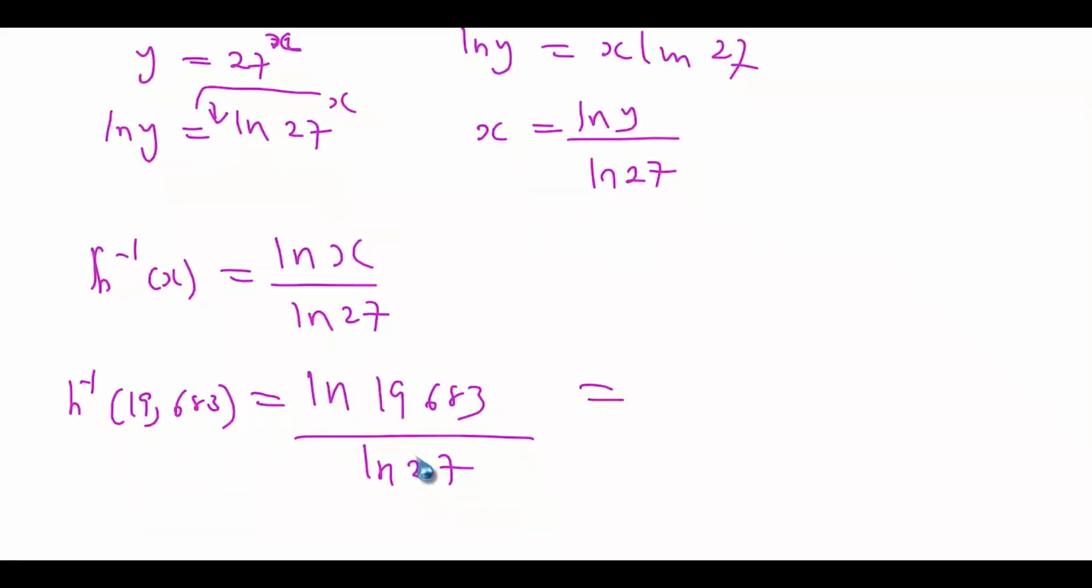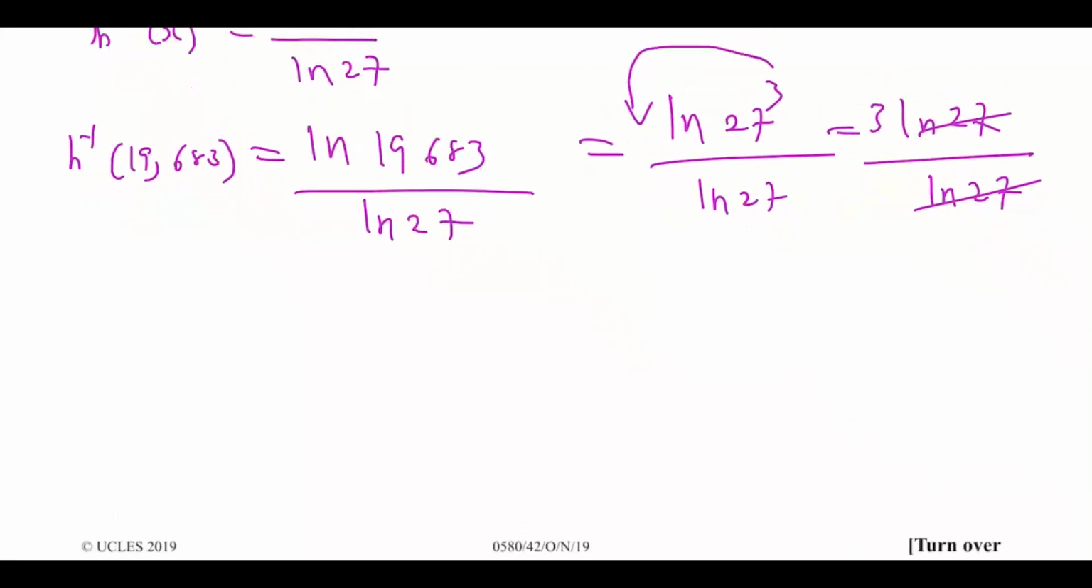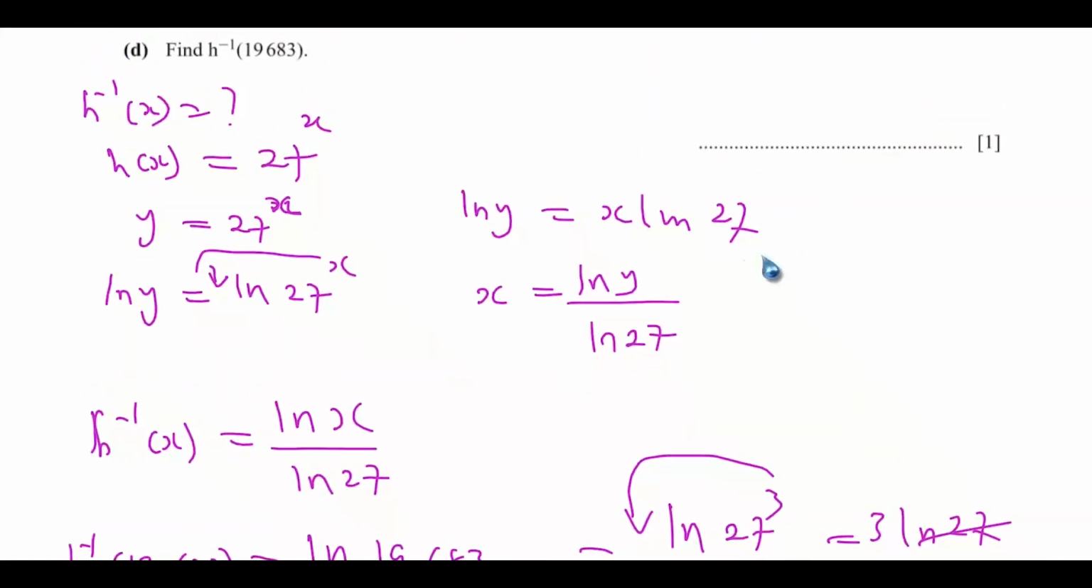And equally, 19,683 is the same as 27 to the power of 3. So I can write it as ln 27 to the power of 3 over ln 27. So I can bring this 3 here. So that will be 3 ln 27 over ln 27. So we cancel this, so we are left with 3. So the final answer is 3. Okay, so that's pretty easy.